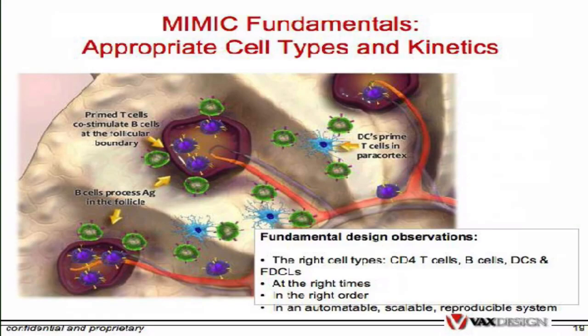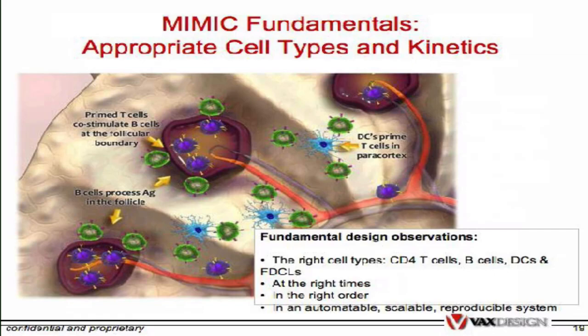So the key cells that we have in our system are dendritic cells, follicular dendritic cells, and of course B and T lymphocytes, because those are the cells that are mainly involved in responses in the lymph node. Now what we have found is that there is a particular sequence of how these cells talk to each other in vivo, which is what we recapitulate in vitro.